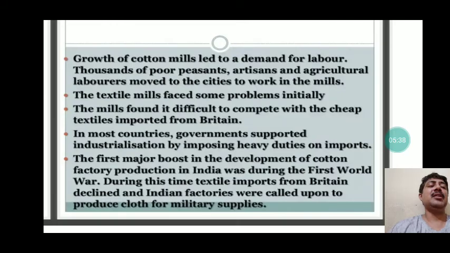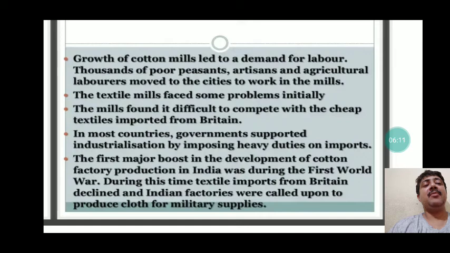Now, growth of cotton mills led to the demand for labor. Obviously, if more and more mills were established, there was great demand for labor. This is how thousands of poor peasants, artisans, agricultural laborers moved to cities to work in the mills. We can understand one thing: first of all, the Britishers, through their policies, destroyed our traditional textile industry, and after that they established Indian cotton mills, in which the workers were compelled, or forced, to migrate from village areas towards the cities.